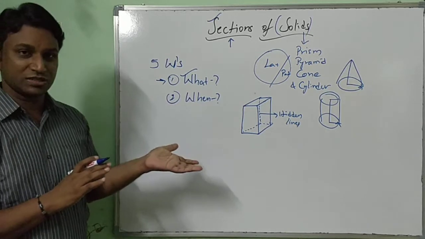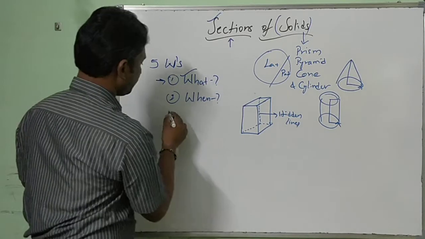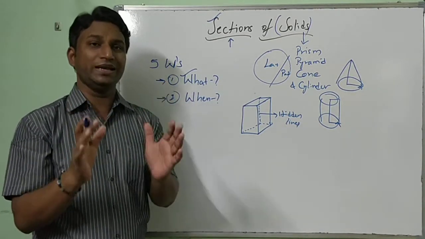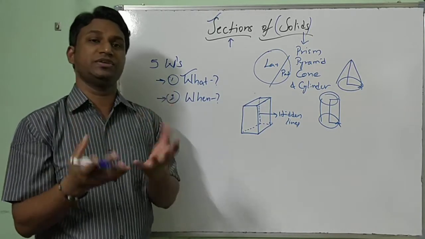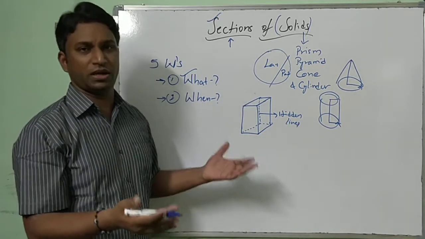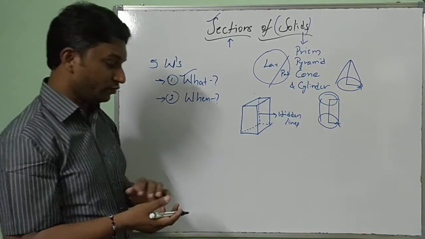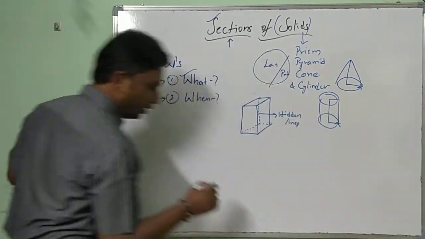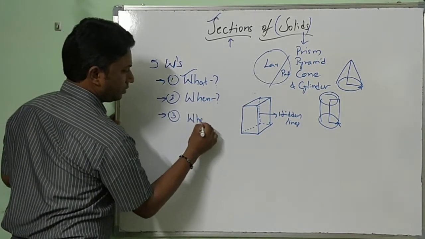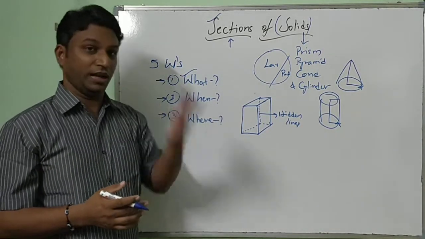Understand? What is sections of solids? When do we use sections of solids? Hope you all understand. When you are supposed to give more details of a particular object which is inside of the object, or inside of any other mechanical part, that's when you use sections of solids. Next, where can we practically apply this?